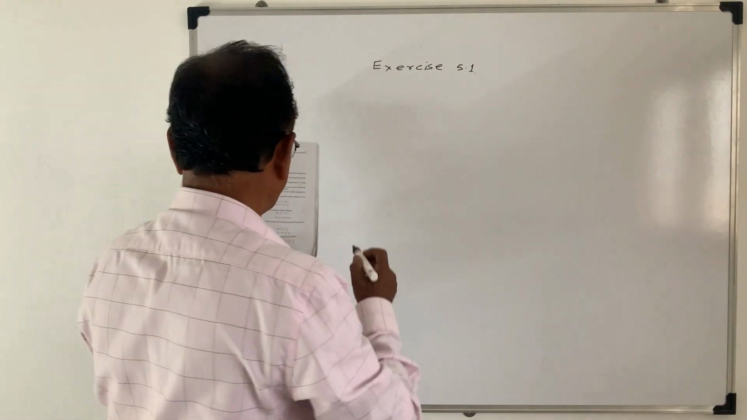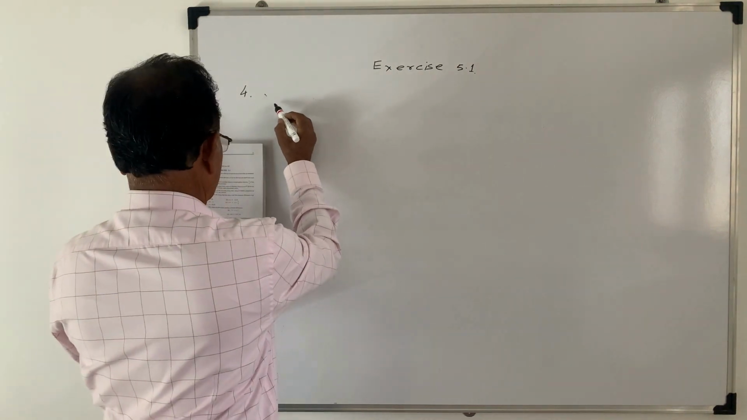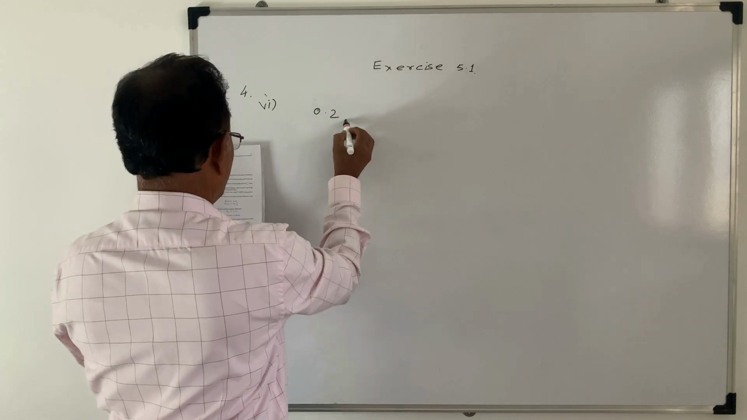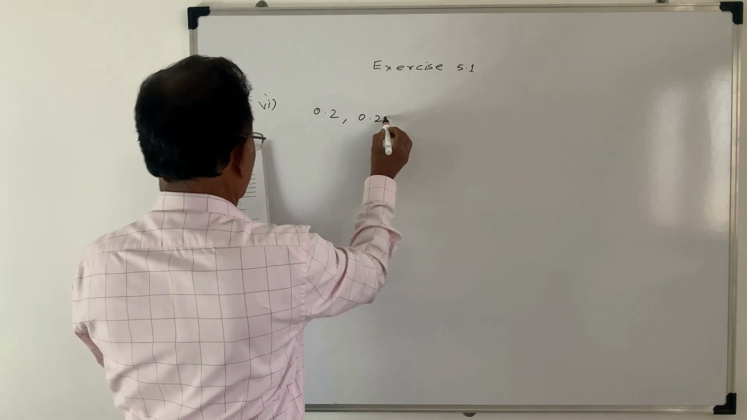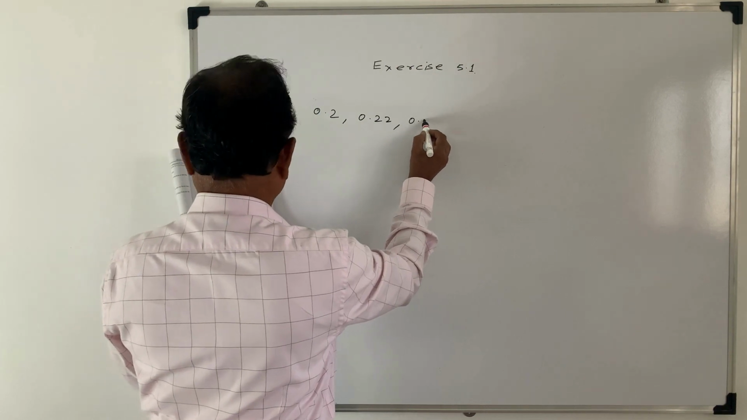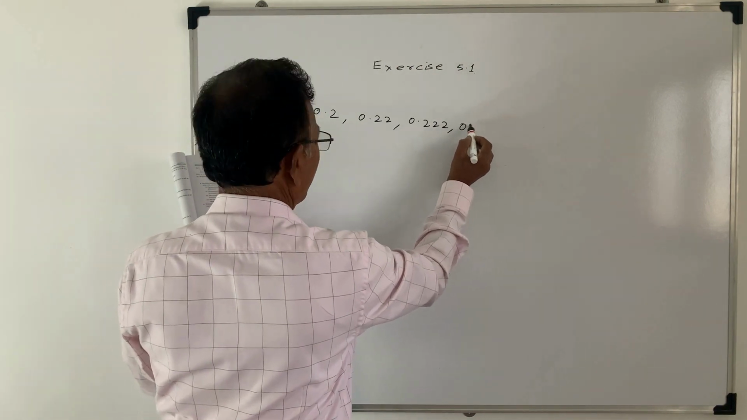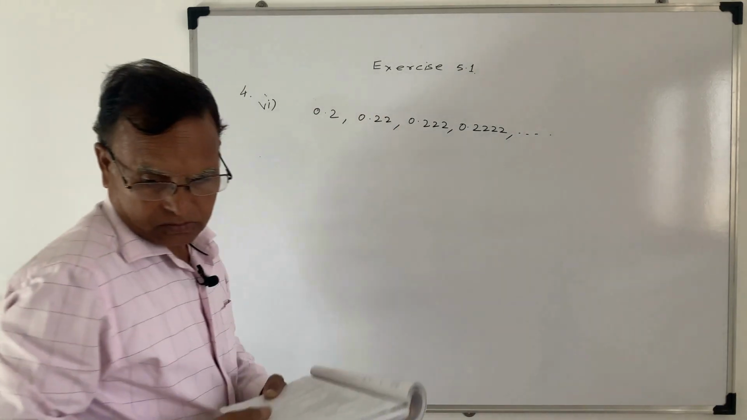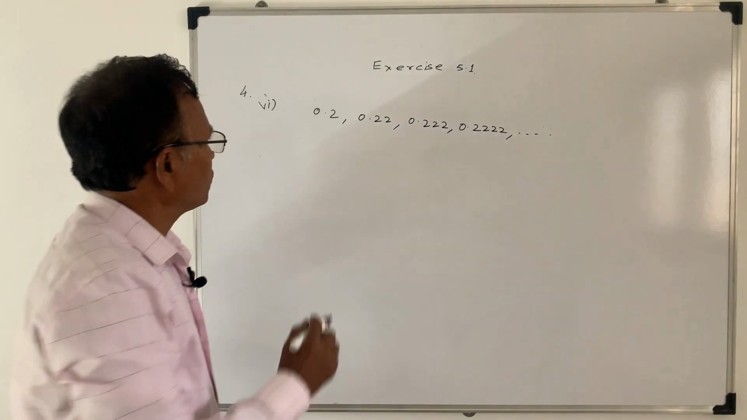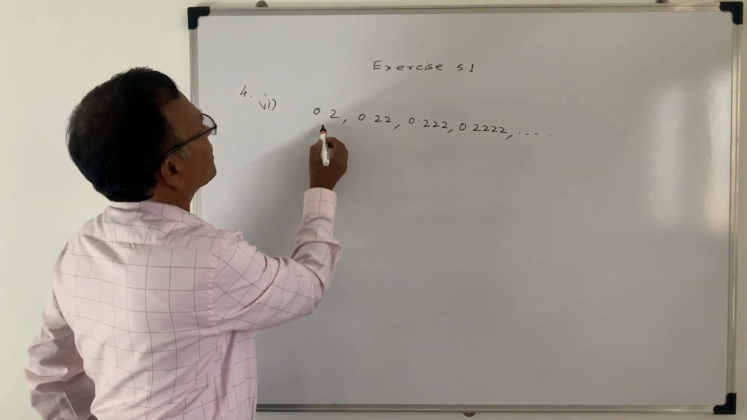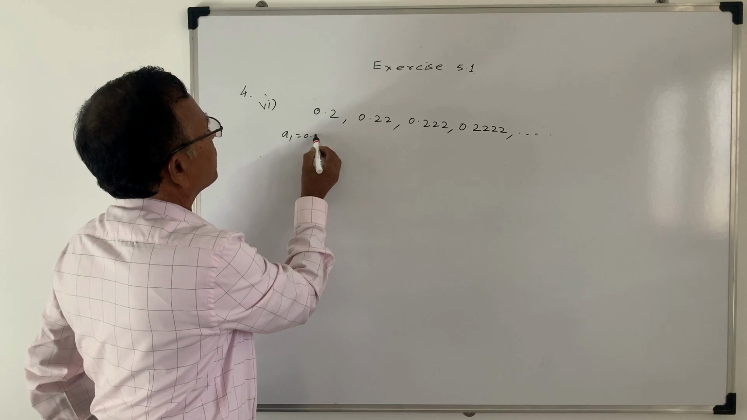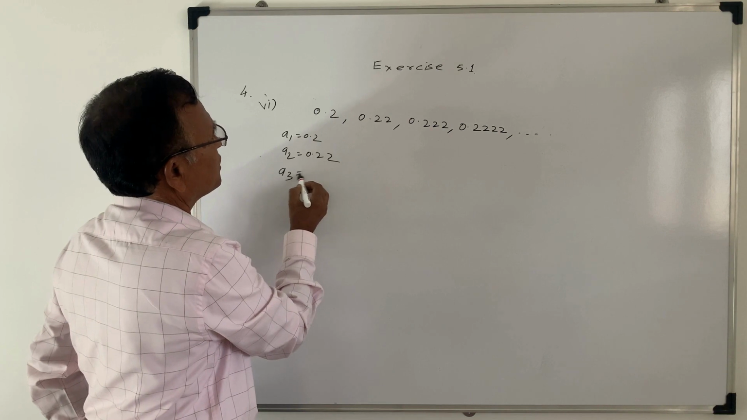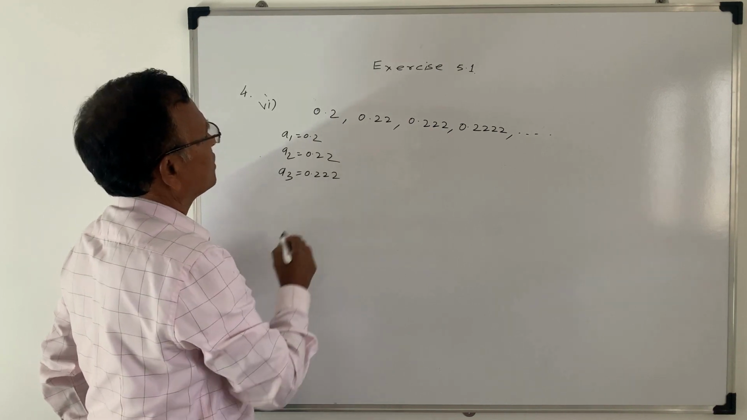So you can solve examples. Next is 0.2, 0.22, 0.222, and so on. So here also you can write A1, 0.2, A2, 0.22, A3, 0.222.